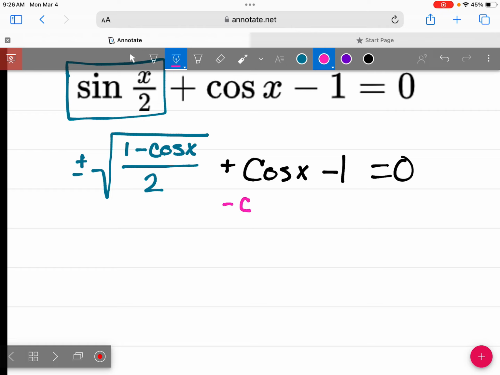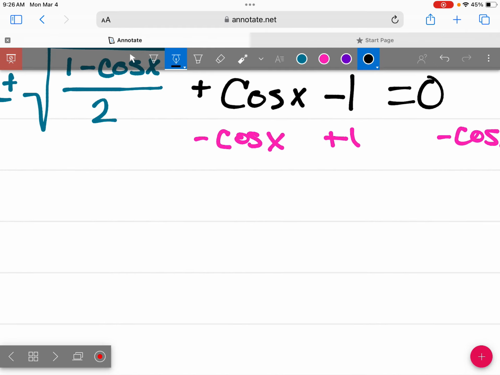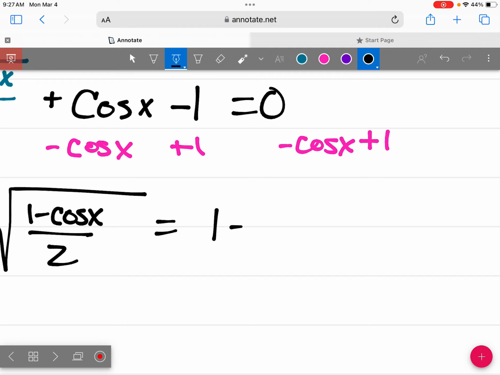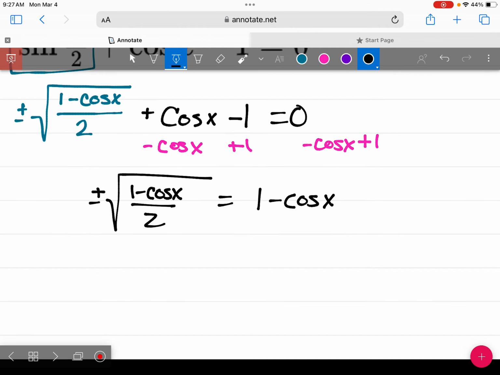Yes, we're going to subtract cosine of x and add 1. Minus cosine of x plus 1. So we're going to have right now plus or minus the square root of 1 minus the cosine of x over 2 equals 1 minus the cosine of x. Getting that radical isolated so that we can square both sides, because we need to get rid of that radical, because that's super gross.